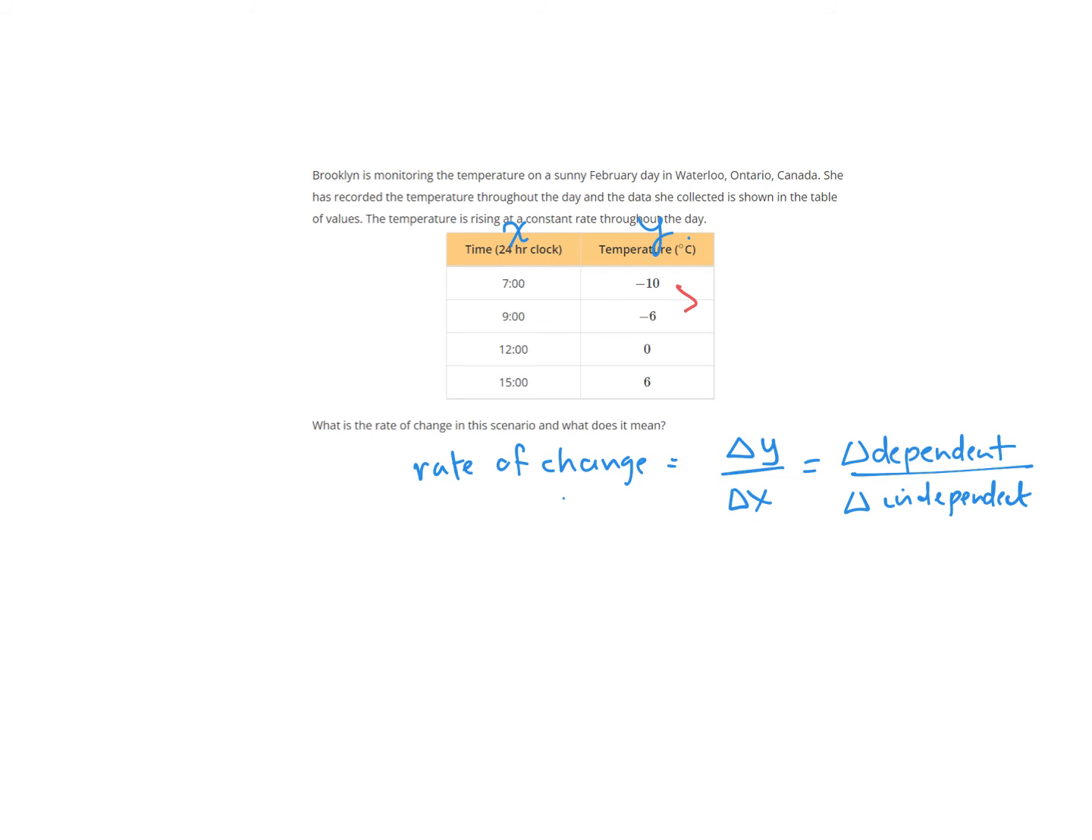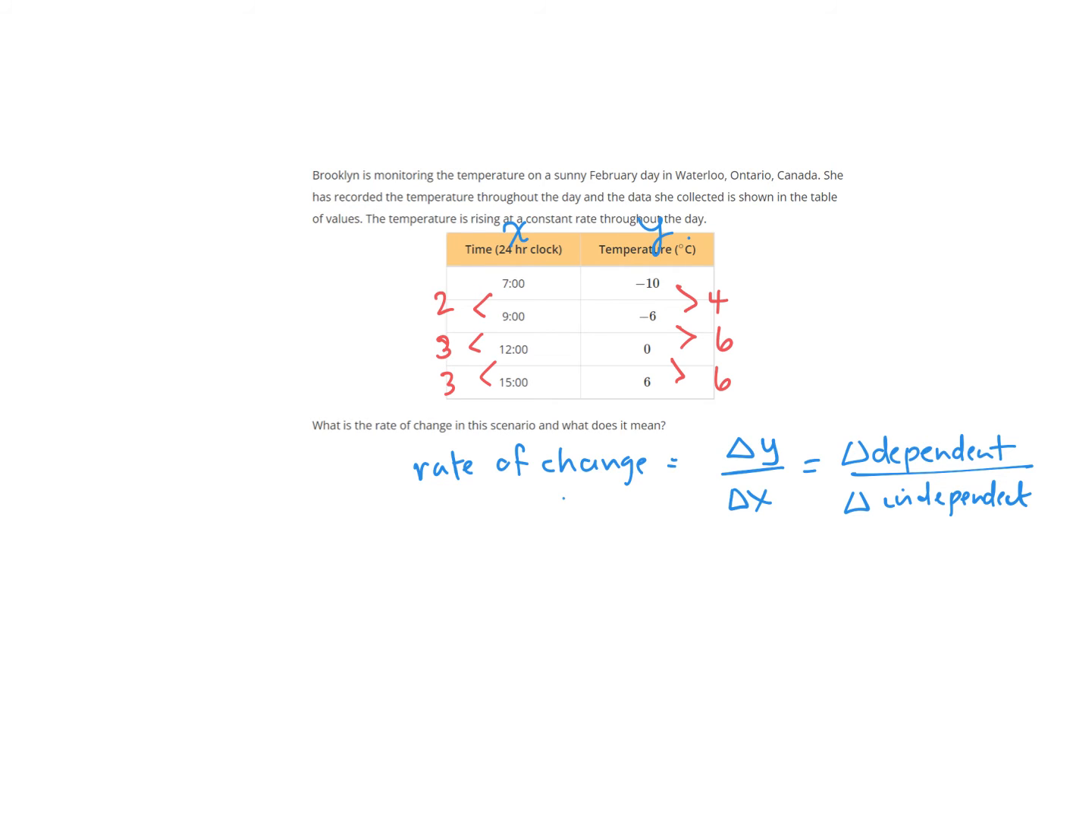So if I go from -10 degrees to -6 degrees, I've increased by 4 degrees, and that was over 2 hours. If I go from -6 degrees to 0, that has increased by 6 degrees, and that was over 3 hours. And then 0 to 6 was 6 degrees over 3 hours.